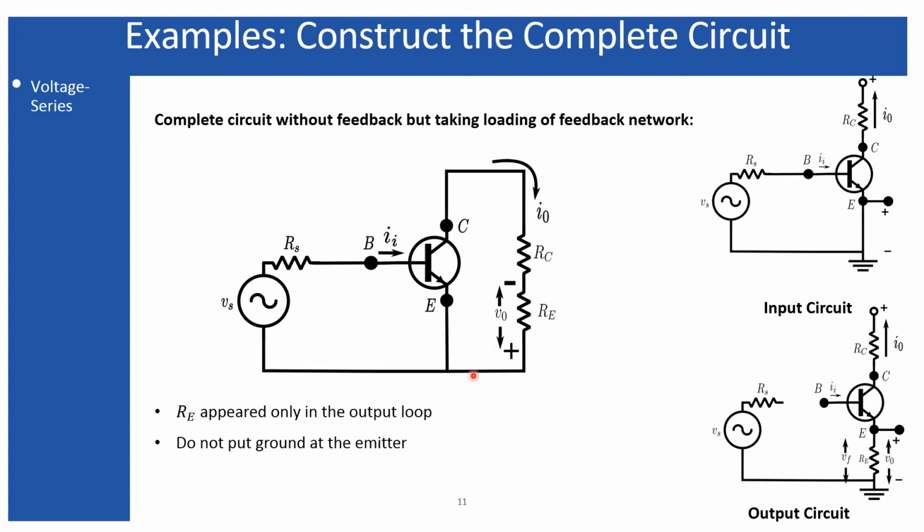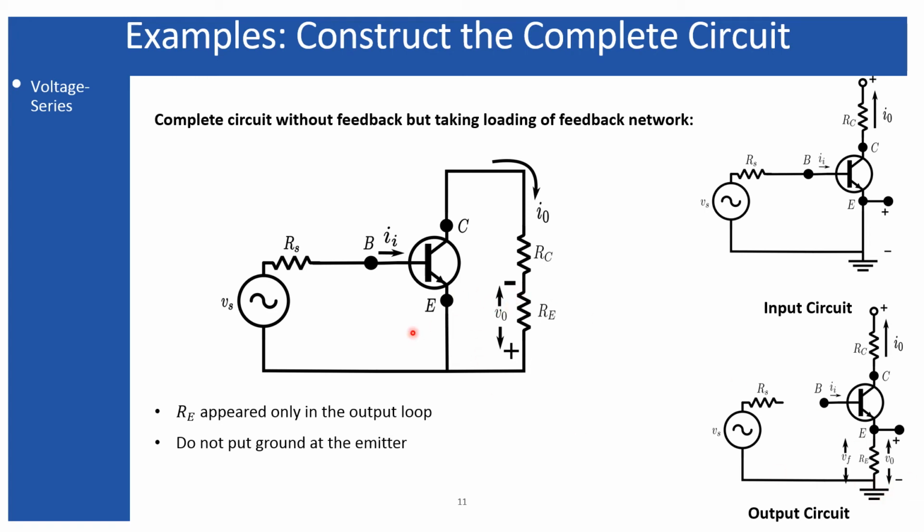Another thing you have to notice is the polarities of this plus and minus. When Re was present in the original circuit, the positive terminal was associated with the emitter terminal and the negative terminal was associated with this ground terminal. But right now, in order to separate this Re from the input side, I have taken this Re into account within the output loop, so I have to maintain the polarities in accordance with the original circuit. Therefore this will be the positive terminal, because this is the emitter terminal, and this will be the negative terminal, because at this position the ground was placed.